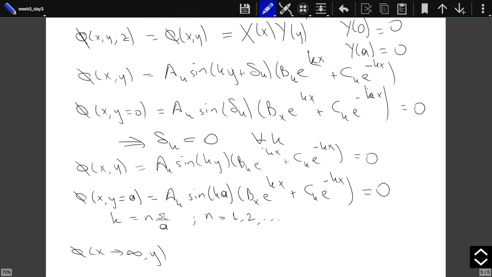But if you look at this term, at x goes to infinity, this term goes to infinity. K is positive, remember. This term goes to infinity, so this term shouldn't be there. The potential should go to 0 at infinity. So that tells me that b_k should be 0 for all k.